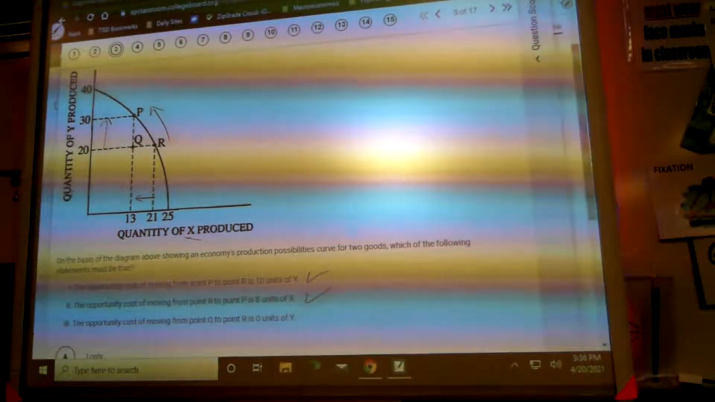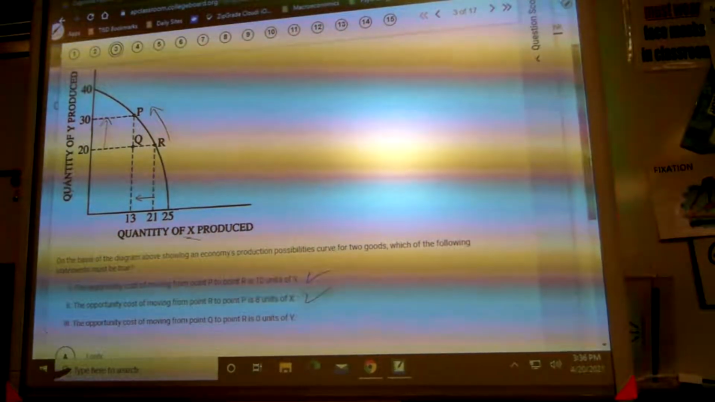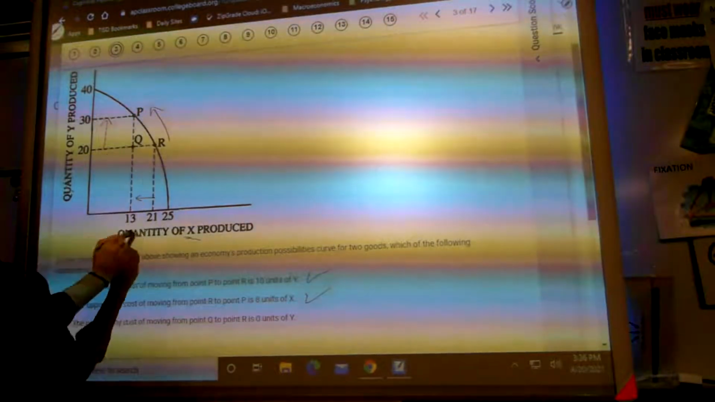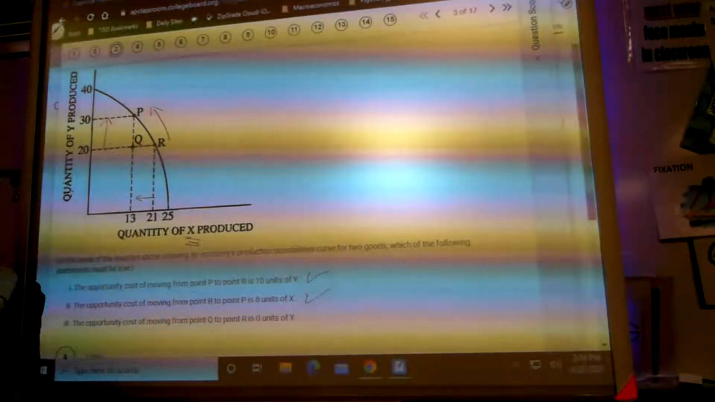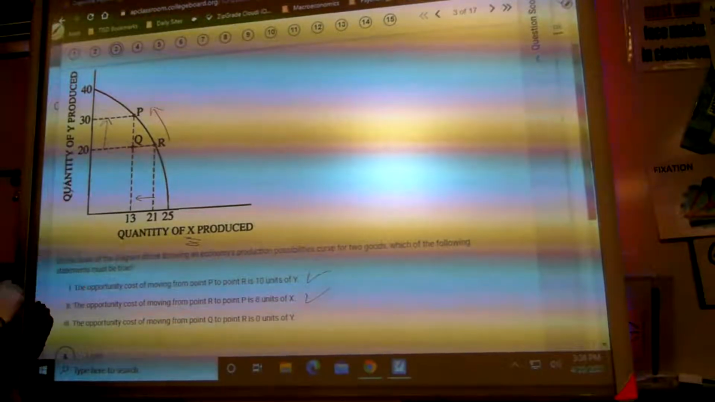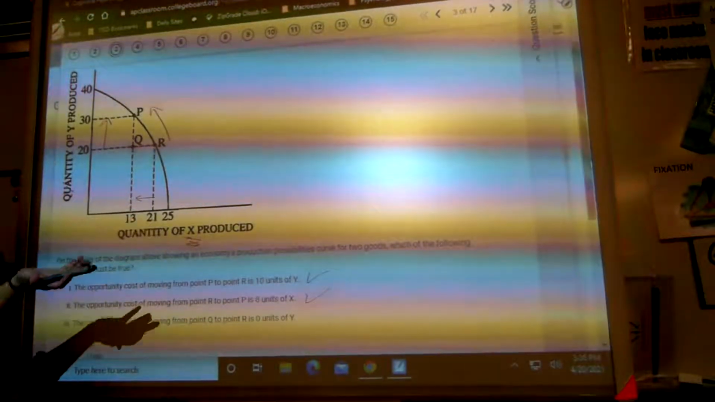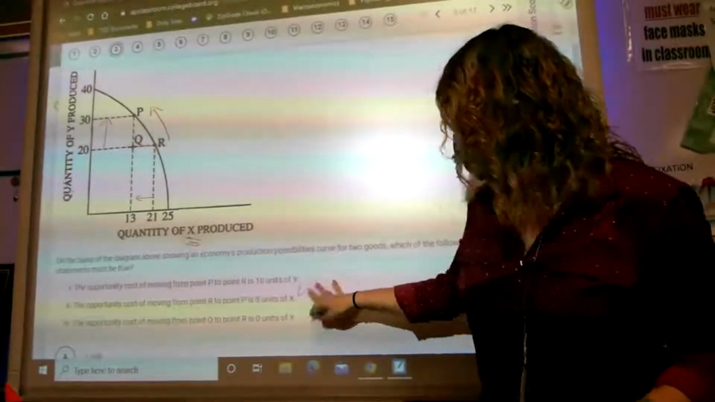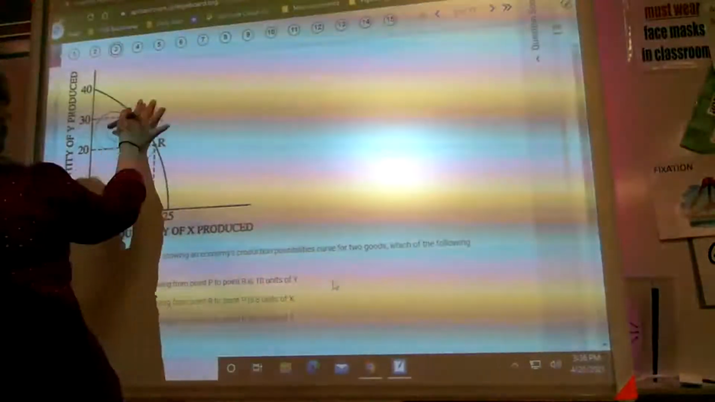And the opportunity cost of moving from point Q to R is 0 units of Y. Q to R, it looks like we're gaining X, but we're not losing any Y because we were inefficient with our resources anyway, so we can make more without losing anything. And so, yes, all 3 answer choices are correct. Good. Are we right? Y'all are right. Yes. Very proud.